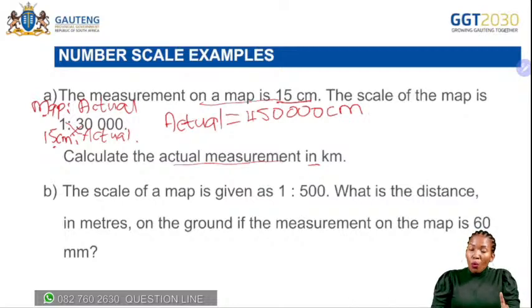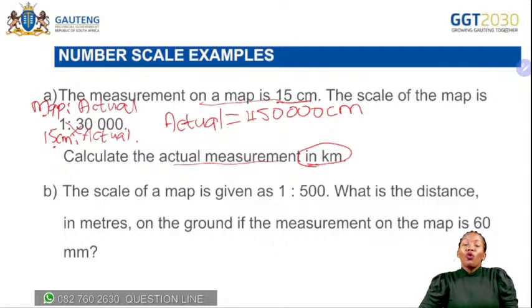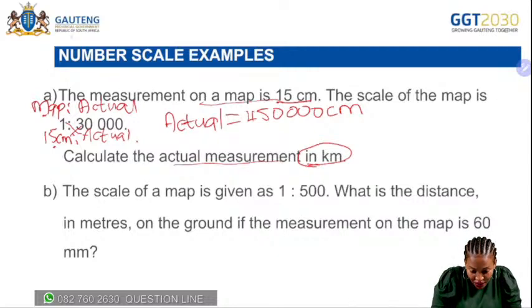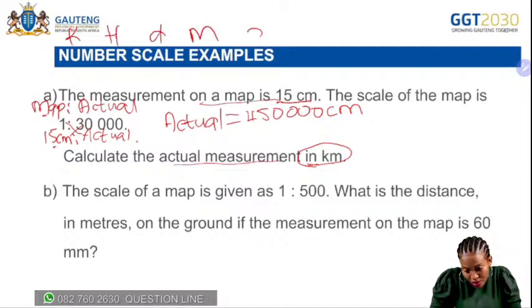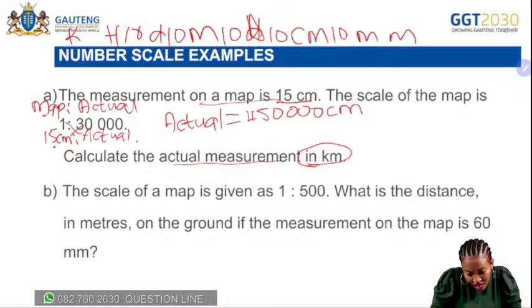But what was the question? They wanted the answer in kilometers. Guys, how do we convert from centimeters to kilometers? King Henry died miserable death called measles. Let me write it here for you. King Henry died miserable death called measles. And then in between is a 10, a 10, a 10, 10, 10, 10.